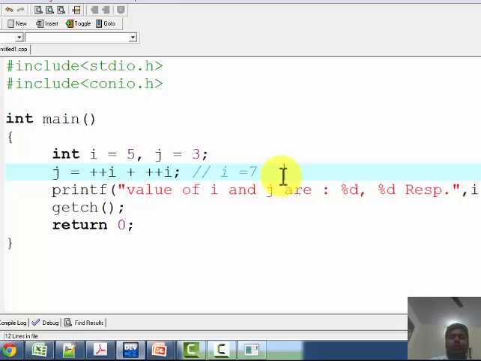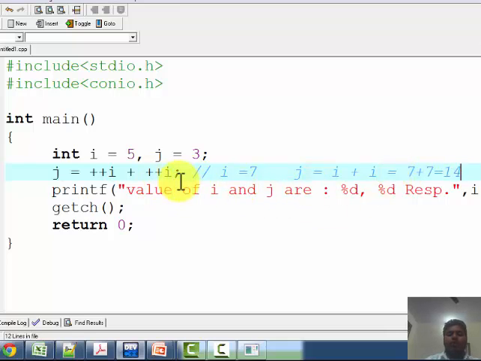Now solve the equation. What is the equation? The equation is j is equal to I plus I. We have to ignore all pre and post. These pre's are there, we will ignore this. The equation will be j is equal to I plus I. The current value of I is 7, so j is equal to 7 plus 7, means j is equal to 14.